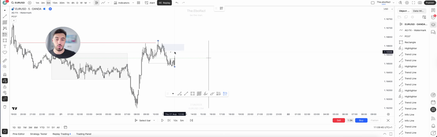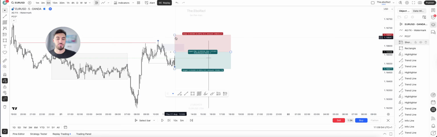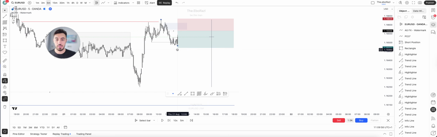So personally, what I'm doing, I enter on the liquidity once my liquidity distance and the POI that I choose is less than 3 pip. Here this is, I think, 0.5 pip. And I put my stop loss always above the strong high. So this is going to be my entry.